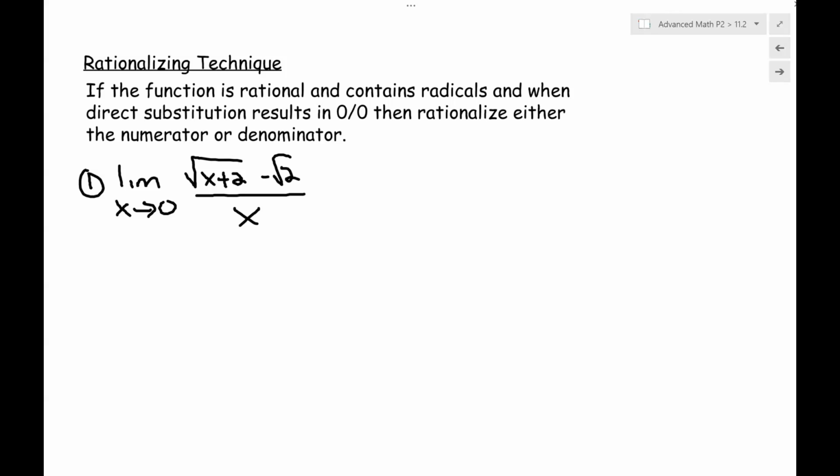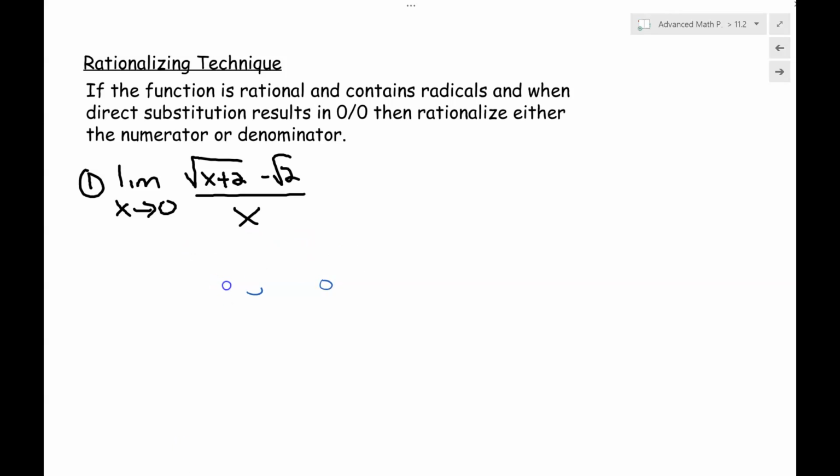So if you get a 0 over 0, then you have to rationalize either the numerator or the denominator. The other thing that's weird about this is we're used to, hey, square roots are on the top. That's fine. But we're actually going to move them. You'll see what I mean here. So let's first plug in. So if I plug in, I'm going to get 0 plus 2 minus root 2 over 0. Well, this is going to give me a root 2 minus root 2. Well, that's 0 over 0. Okay, good. So you can see that we're going to get that.